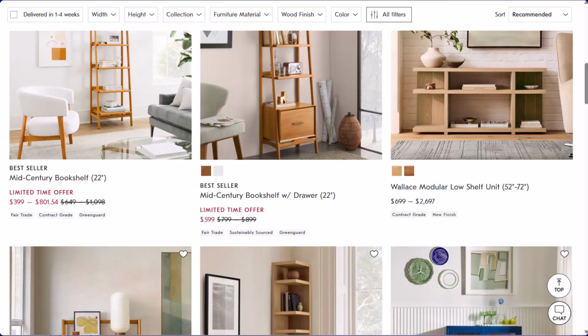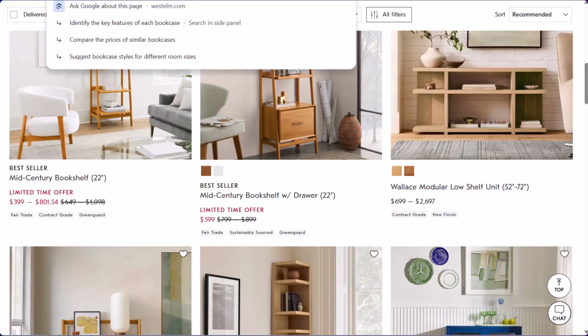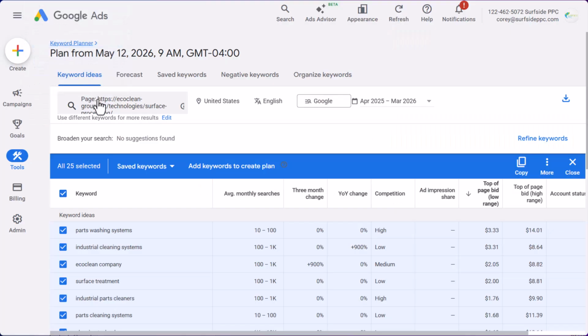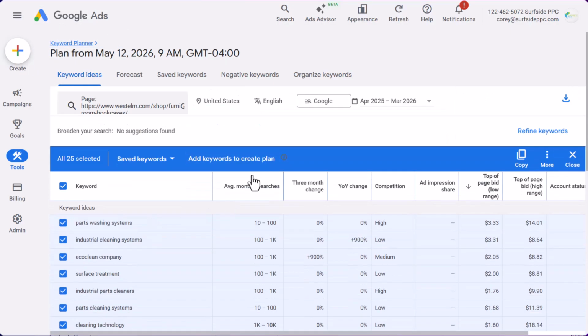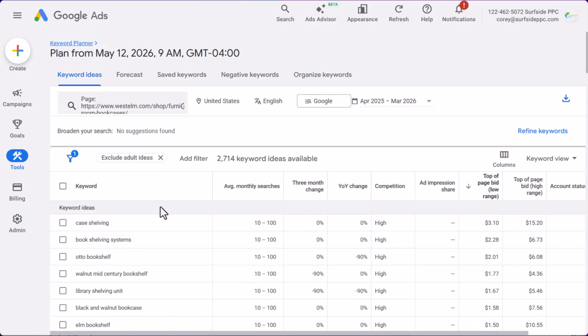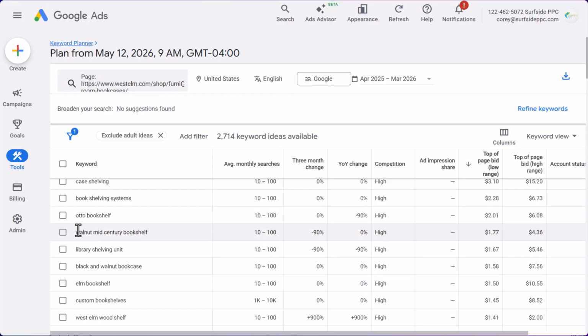So I'm not looking just to target living room bookcases, because ultimately what that does is it targets a really wide net. This is why I like taking the page and starting with a website using only that page, get the results. It will usually rank them. I have it ranked by bid. Okay, so it shows case shelving, but yeah, and you'll see, walnut mid-century bookshelf.